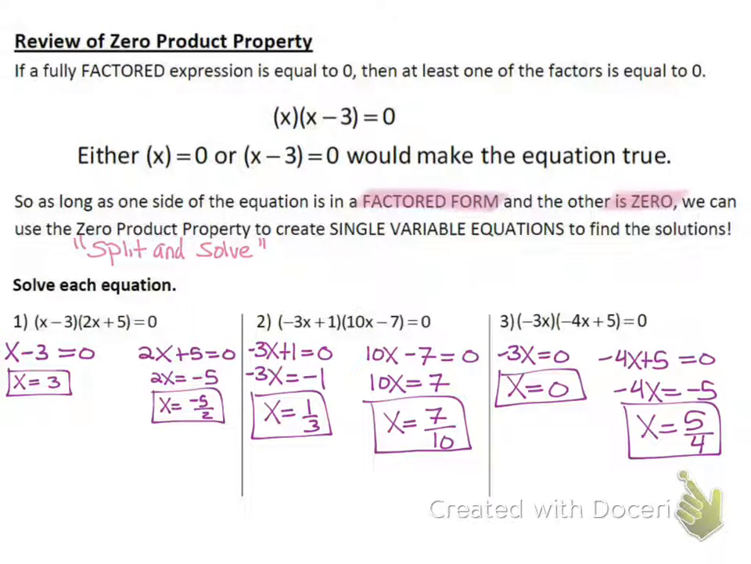Welcome back. Hopefully you got this correct. This problem is already factored, so you can go straight to split and solve. When you split this up, you get negative 3x equals 0 and negative 4x plus 5 equals 0. Solving both of these equations, you should get x equals 0 and x equals 5/4.